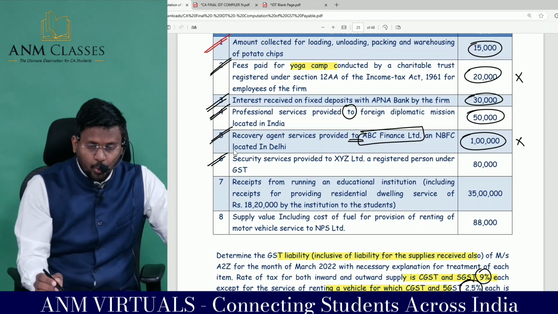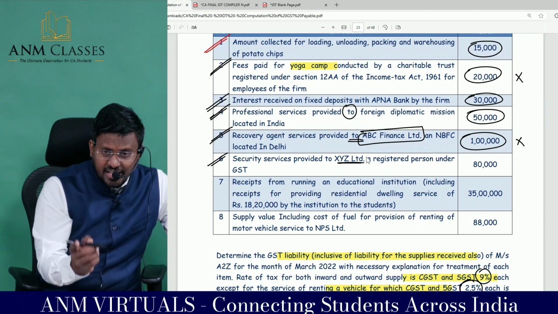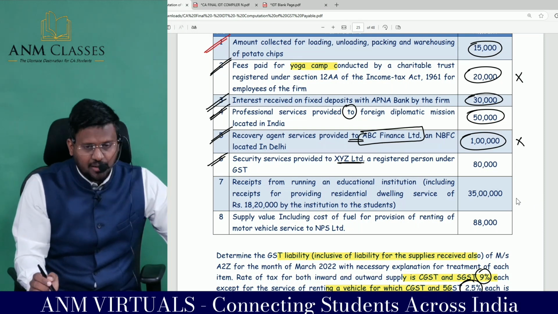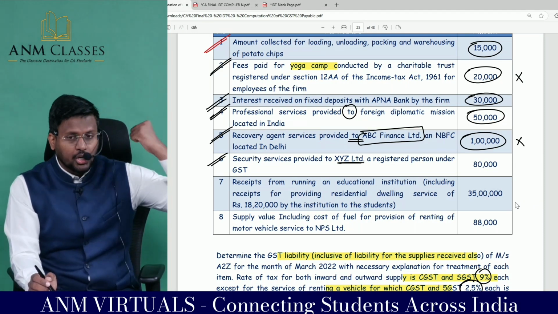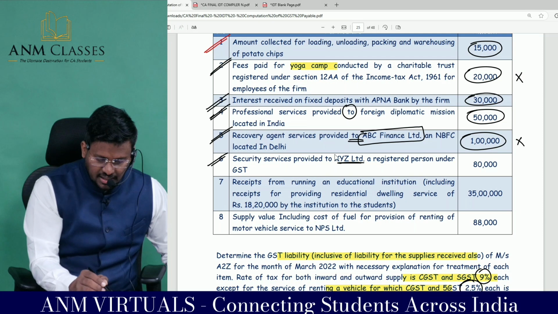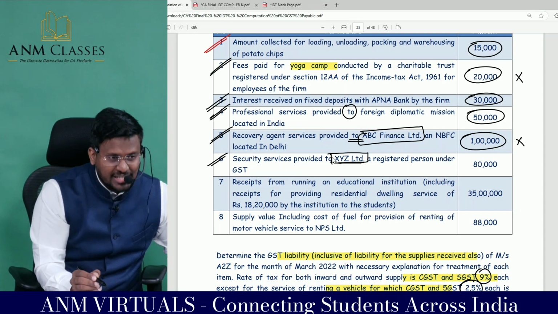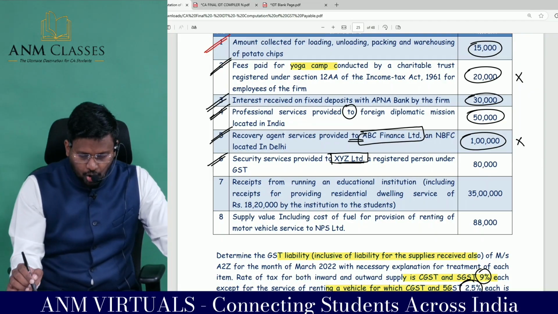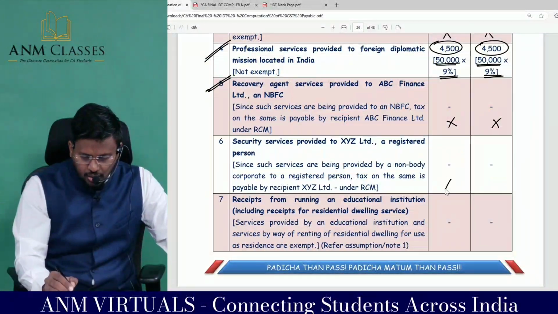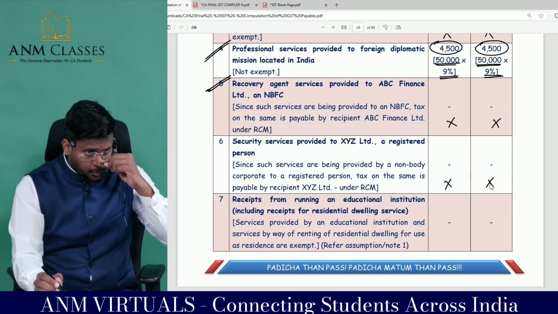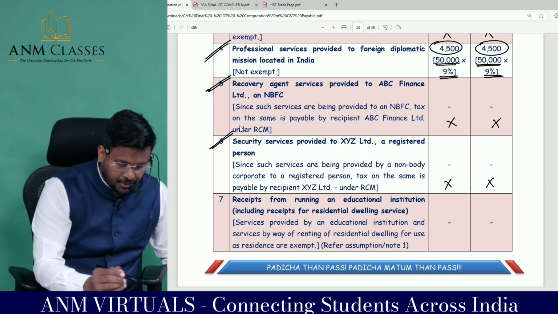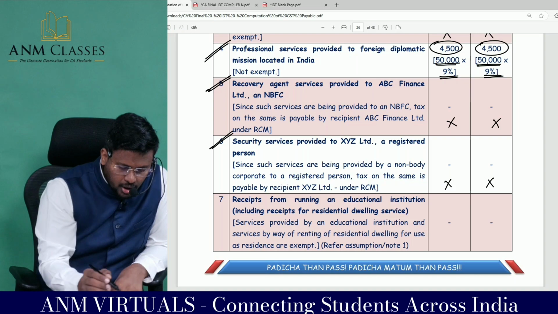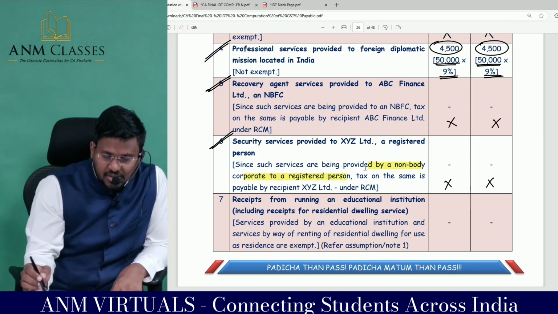Security services provided to XYZ Limited. Again, security services is also an RCM, a registered person under GST. You have to check body corporate or not, right? Sir, this is XYZ Limited, my dear lovable students. Limited in the sense means body corporate. They are liable to pay tax on security services provided to XYZ Limited, a registered person, since such services are being provided by a non-body corporate to a registered person.